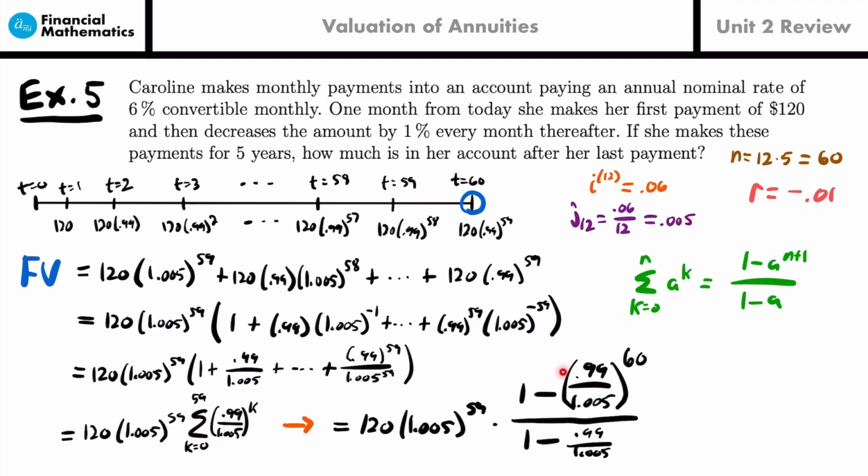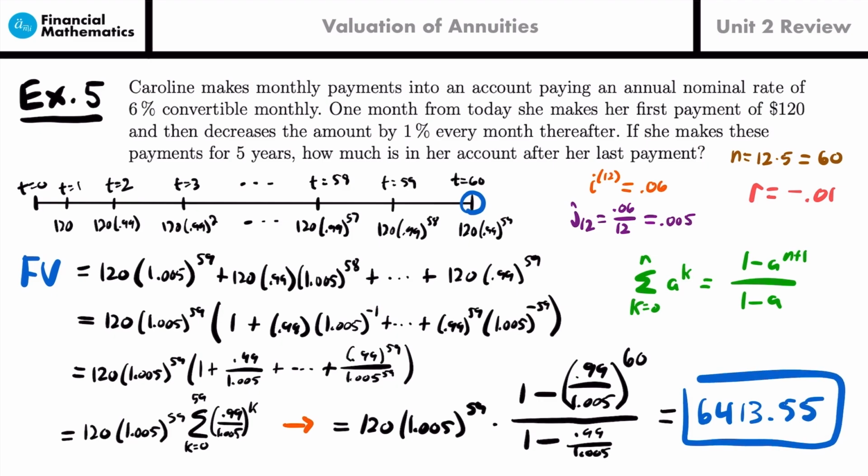But now we have everything we need to calculate the future value of this geometric annuity. You can multiply 120 times 1.005 to the power of 59 by this rational expression. And if you do that, you will find that the future value is equal to $6,413.55. That is the future value of this geometric annuity that Caroline is making. All right, so that's it for this problem. Let's take a look at another one.